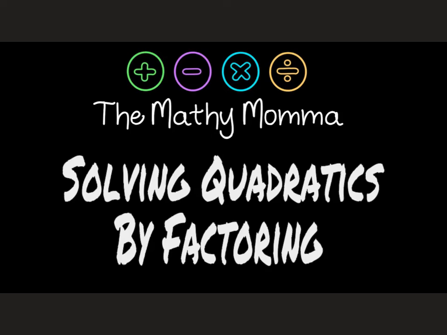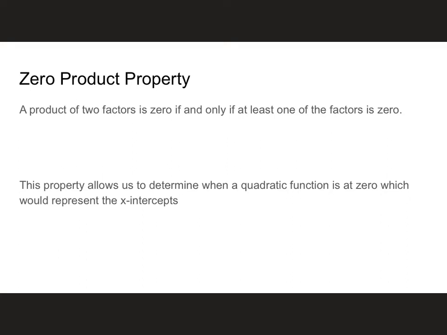This week we're going to focus on solving quadratics using factoring. When it comes to solving quadratics using factoring, the first thing we need to talk about is what's called the zero product property. This says that a product of two factors is zero if and only if at least one of the factors is zero.